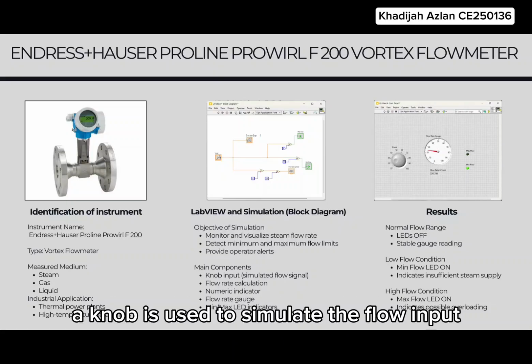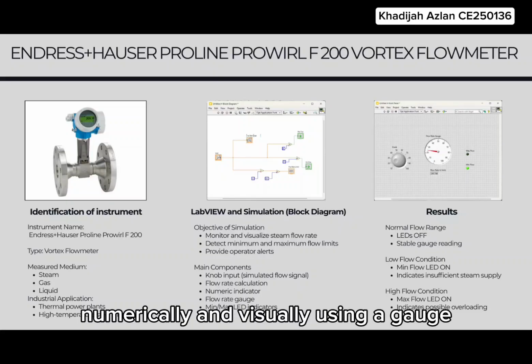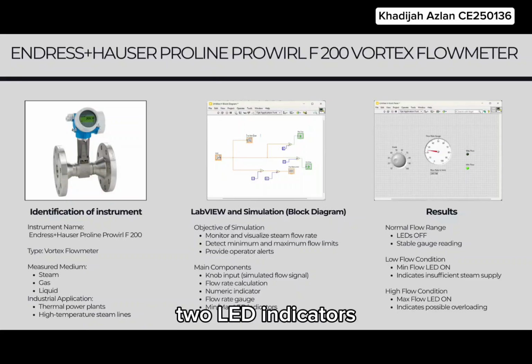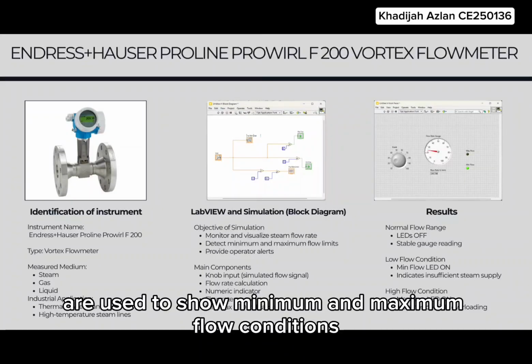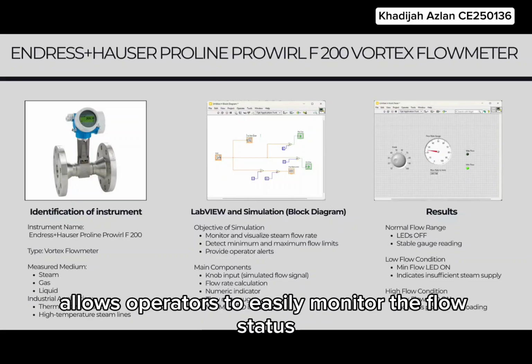On the front panel, a knob is used to simulate the flow input. The calculated flow rate is displayed numerically and visually using a gauge. Two LED indicators are used to show minimum and maximum flow conditions. This interface allows operators to easily monitor the flow status.